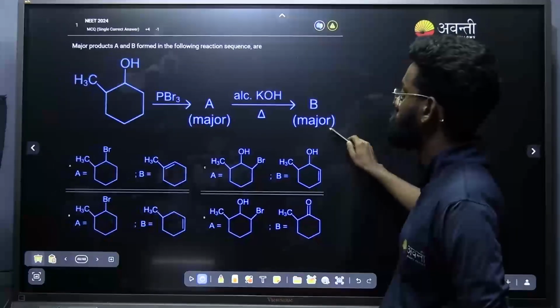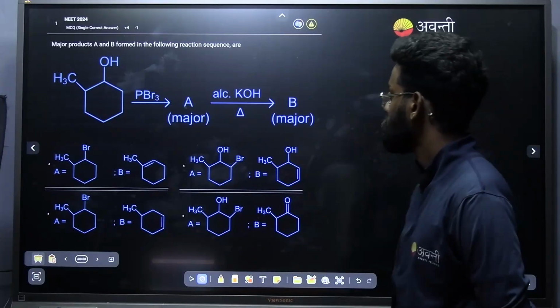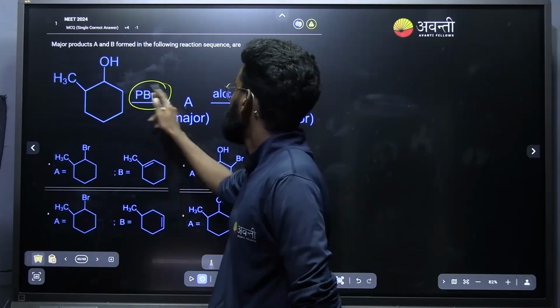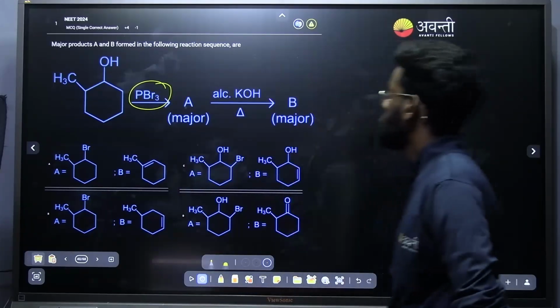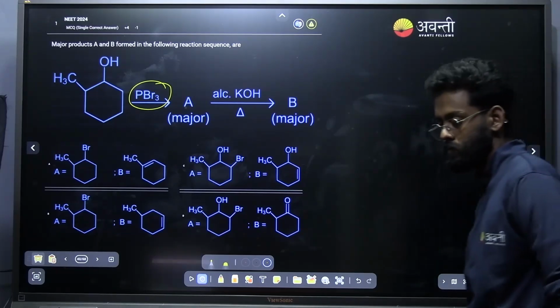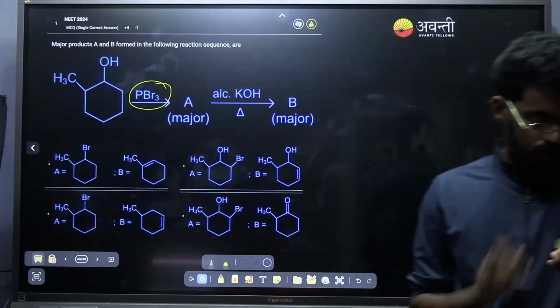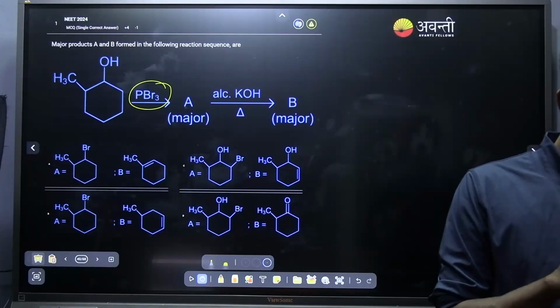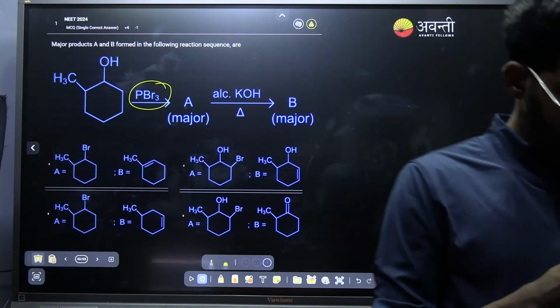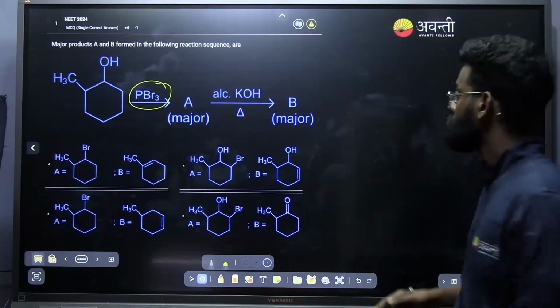Yeah, go through it. It's a NEET 2024 question. The major products A and B in the following reaction: PBr3, on treating with alcoholic KOH. Did we do the same question yesterday? What is the answer? A, B, C, D. How will we be solving this question?